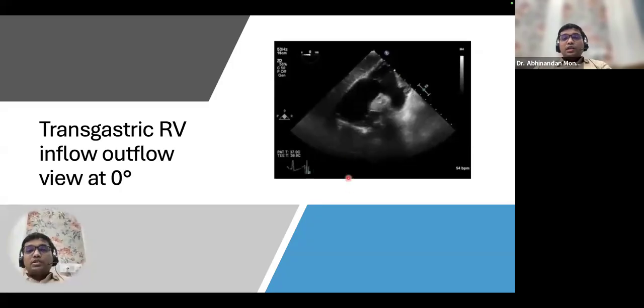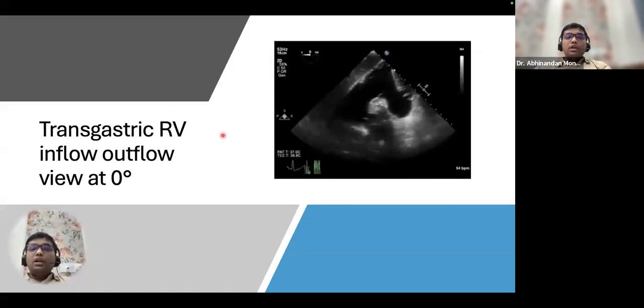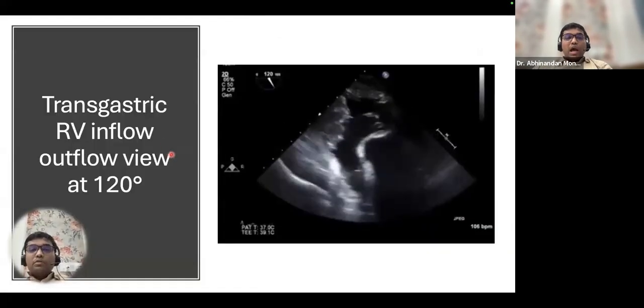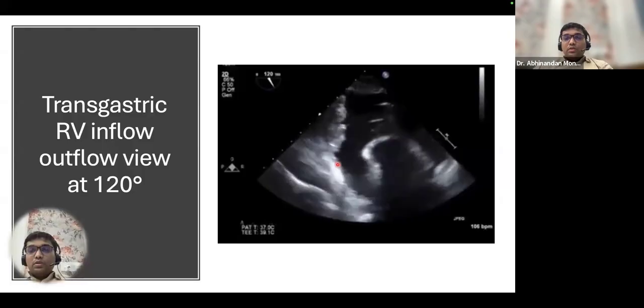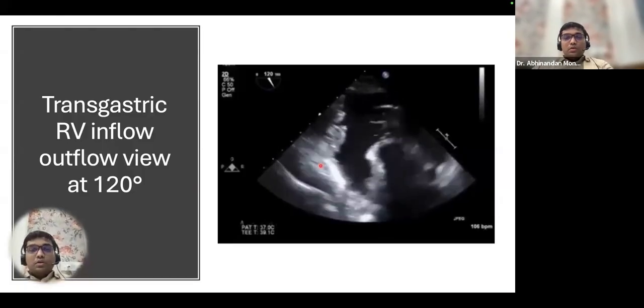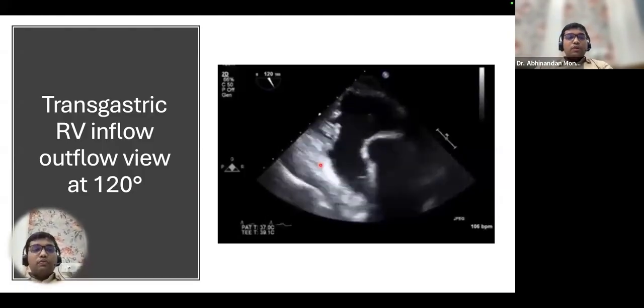Now in the transgastric RV inflow view, if we do a right flexion, then you will get this view, that is the transgastric RV inflow outflow view. Or you can do another maneuver. You can change the omniplane angle to 120 degrees, then also you will get a mirror image of the previous image. So this is a transgastric RV inflow outflow view at 120 degrees.